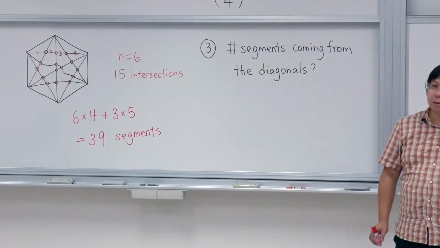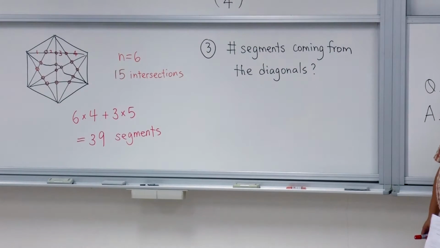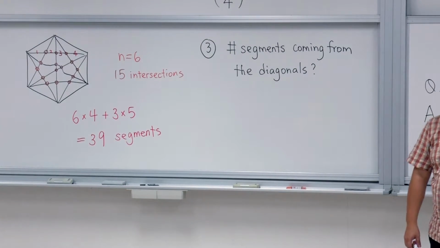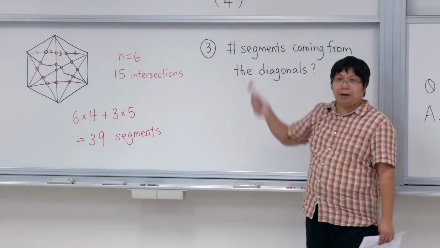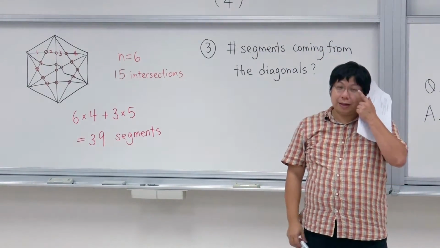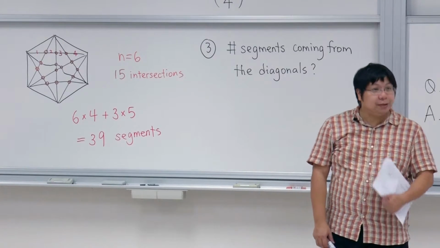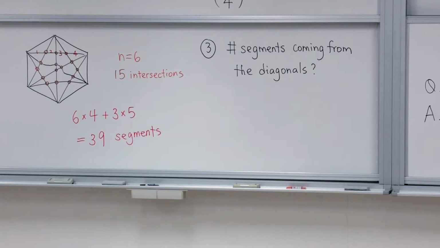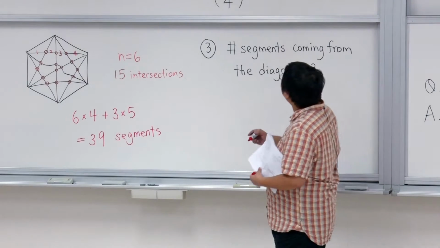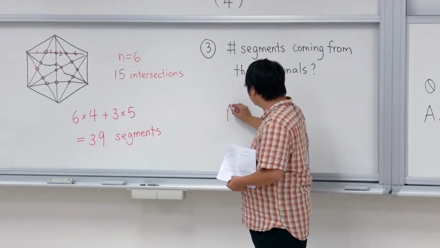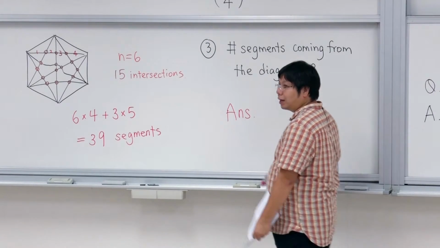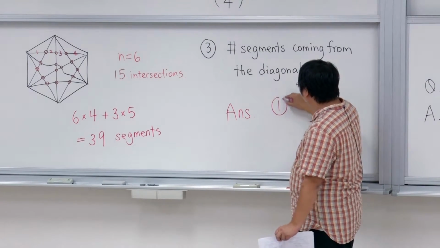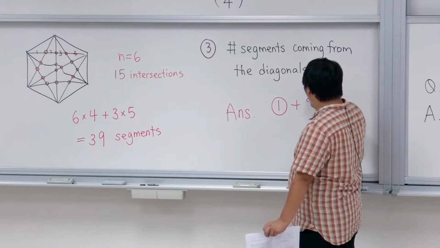And now, how do we get 39? The hint is that this value is based on the value of 1 and the value of 2. 1 counts the number of diagonals, 2 counts the number of intersections. So it is based on the values of 1 and 2. It turns out that the answer is equal to, let's check, the value of 1 plus 2 times the value of 2.